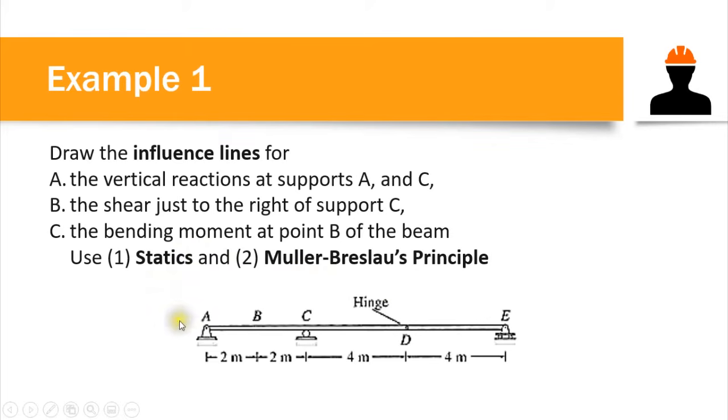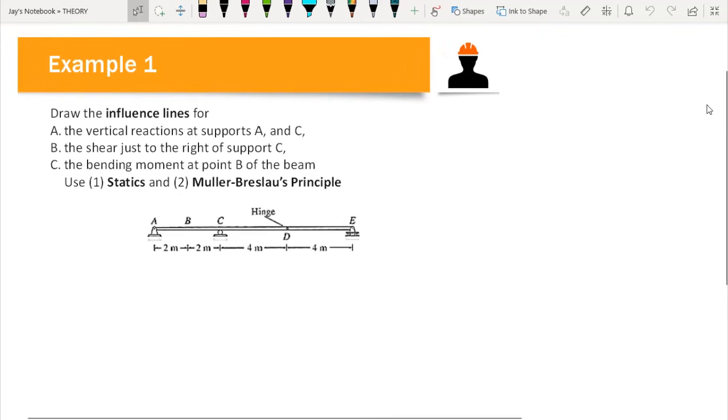Again, this is our beam. Let's say this is a bridge, and we are asked to determine the behavior of our reaction at A as our live load is moving from A to E. Let's proceed now to drawing of the influence line. Our first question is the influence line for the vertical reactions at support A and C. So we are asked to draw two influence lines for these two points.